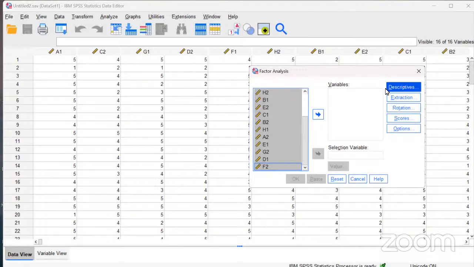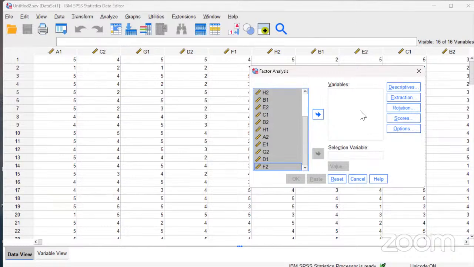What is the dimension? What is actually called dimension? So basically, dimension is, in other terms, you may say a component or a factor.